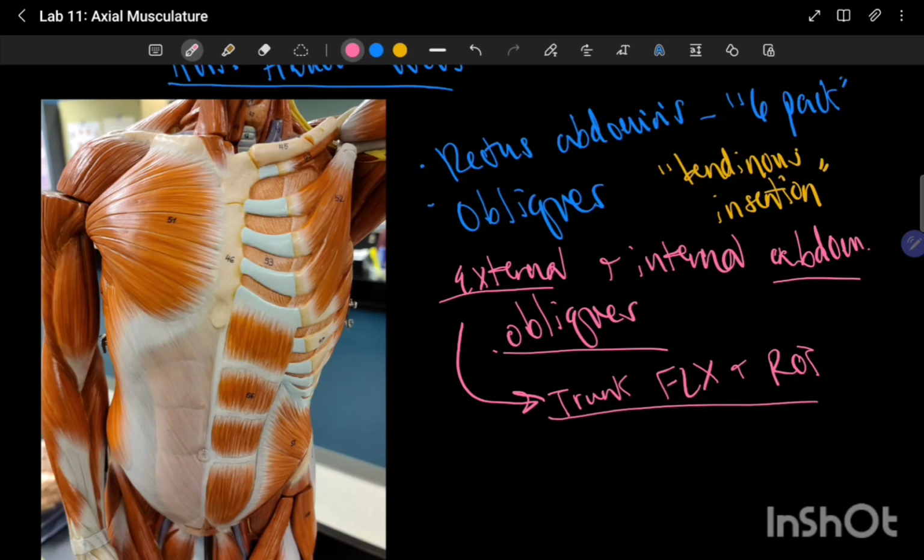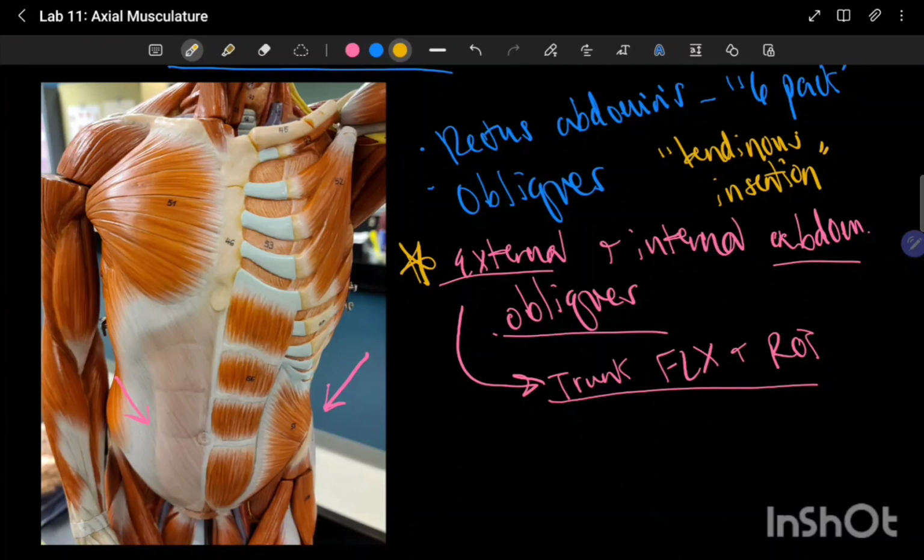They do have different fiber orientations. So external obliques are going to run inferiorly in the same direction as if you were putting your hands in your pockets. So I can try to draw that here. They're going to run in this direction. Internal obliques are the opposite. They're going to run superiorly. So if you put your hands up in a Y shape, like the YMCA dance, that is the direction that these fibers are going to be running.